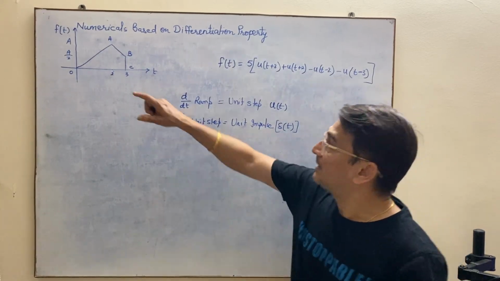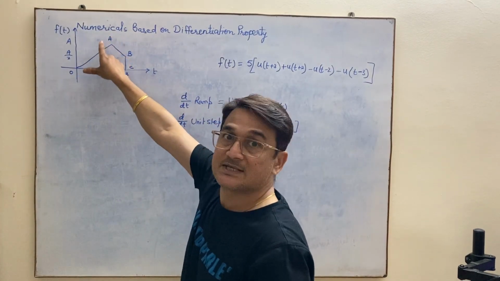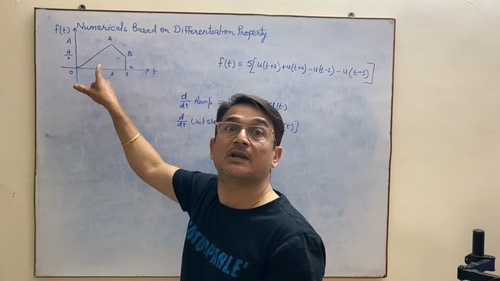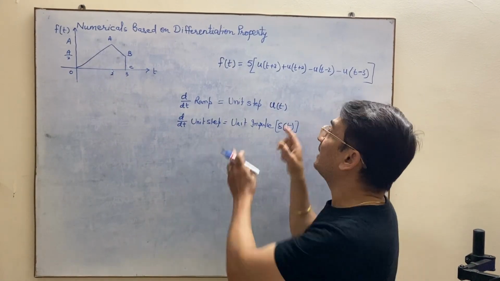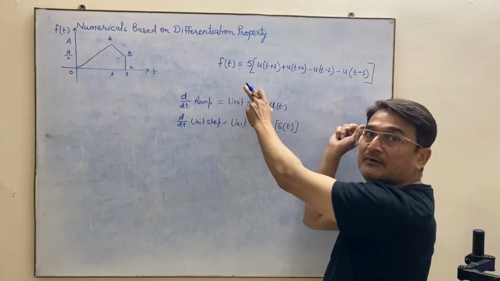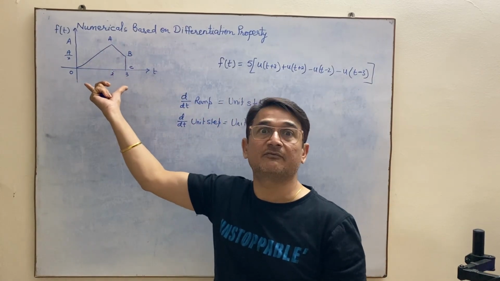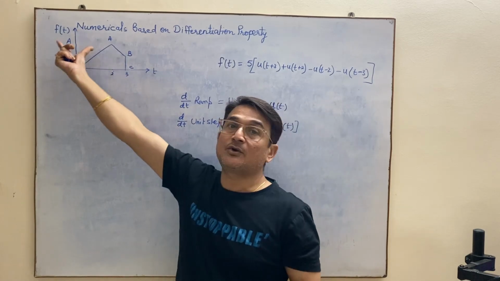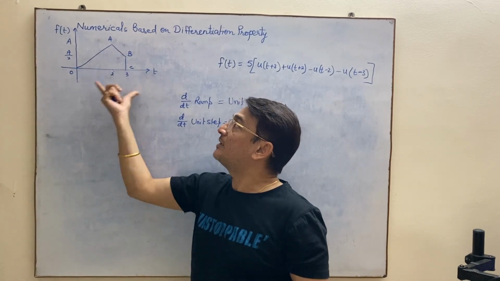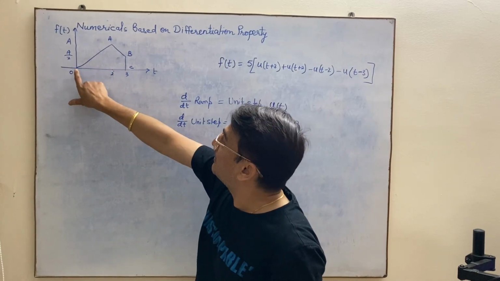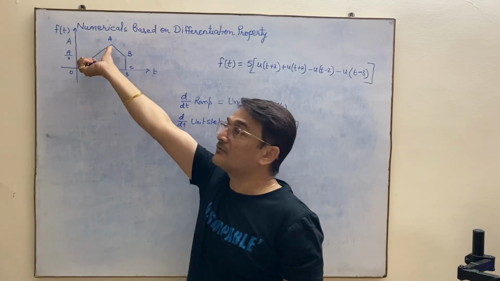Another thing is, as you can see, O to A is a line, A to B is also a line. In this question f(t) is given, but in this question f(t) is not given, rather a figure is given. So from this figure you need to first calculate the function f(t). How will you calculate the function f(t)? By calculating the equation of this line.